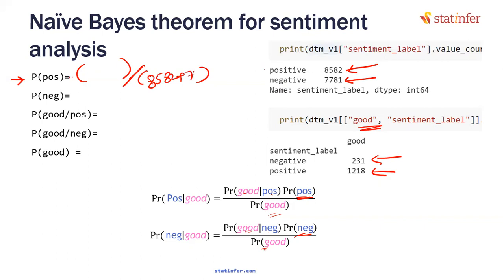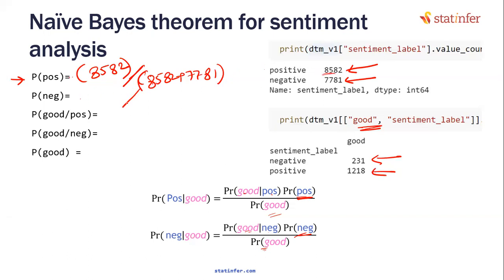8582 plus 7781. Denominator means all the events. Yes or no? Total events. Numerator, what is it? 8582. Do you agree? Think about it. Is this right? For any given tweet, probability of positive is overall positives divided by total.